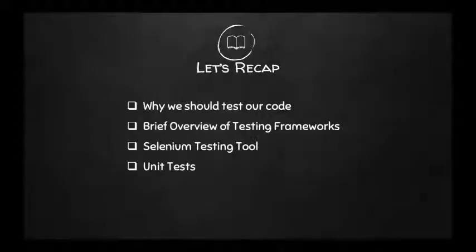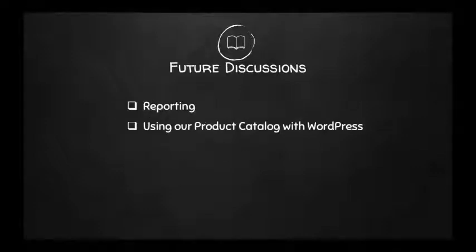So let's recap. We discussed the importance of why we should test our code. As you can see, just in the example I had bugs. So the unit test catches when you have problems. You can just push a button, see what fails, and go fix it. We also looked at a brief overview of the different types of test frameworks. We also looked at using the Selenium testing tool, the IDE, and the WebDriver, and looked at the importance of building unit tests and how to make them work.